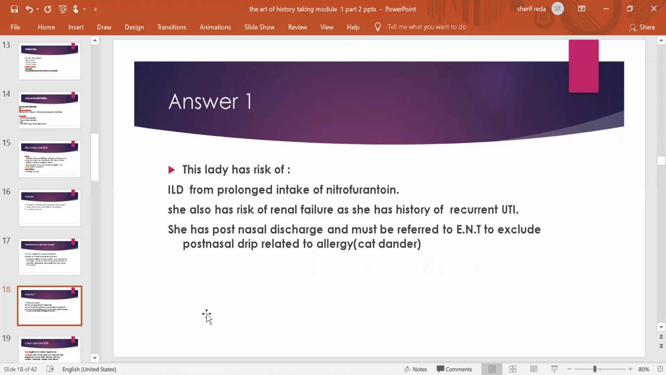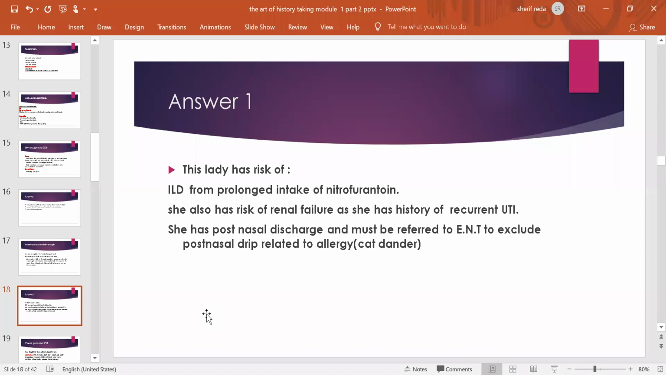So she has some renal symptoms, and there might be some renal failure with pulmonary congestion secondary to recurrent UTI, or she might be having nitrofurantoin-induced pulmonary fibrosis. She has also, from the history, another risk, which is post-nasal discharge, and she must be referred to the ENT to exclude a post-nasal drip related to allergy.